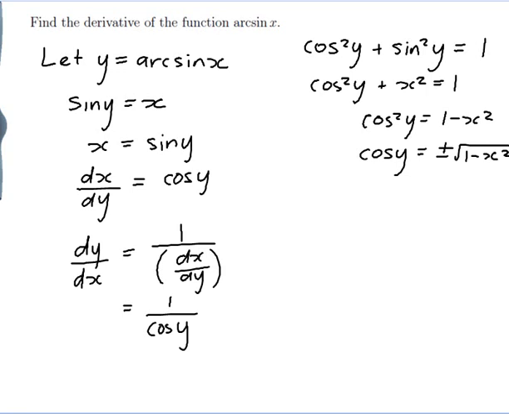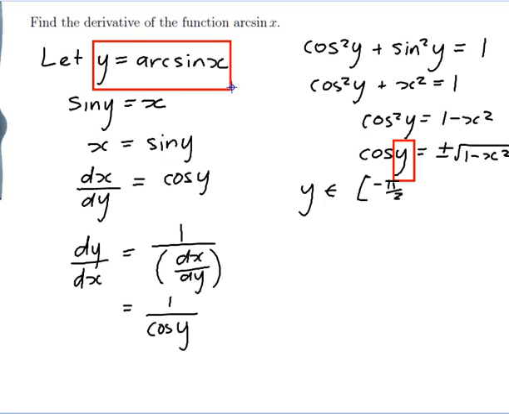I need to choose whether it is plus or minus, and the way I generally do that is I look at the thing that's inside the cos and look at what quadrant that angle is in, and that tells me whether cos is positive or negative. So what quadrant is y in? Well, y is arcsin x, and arcsin always produces angles between minus pi on 2 and pi on 2. So y is in minus pi on 2 up to pi on 2.